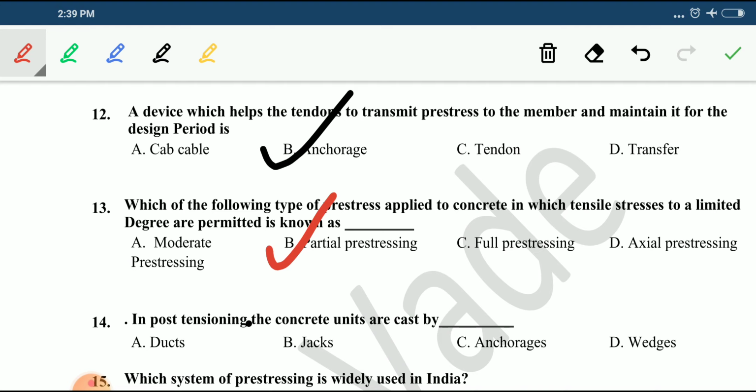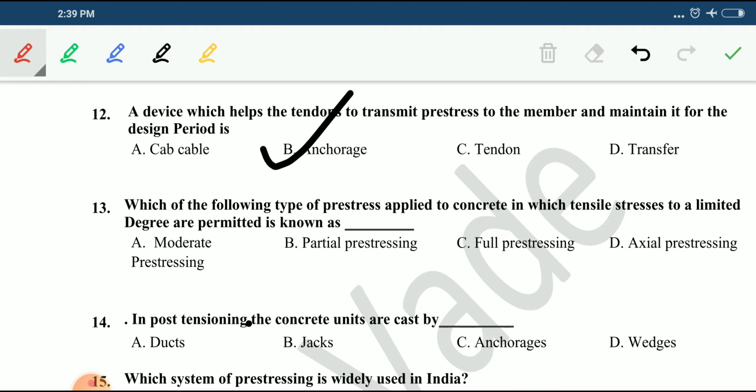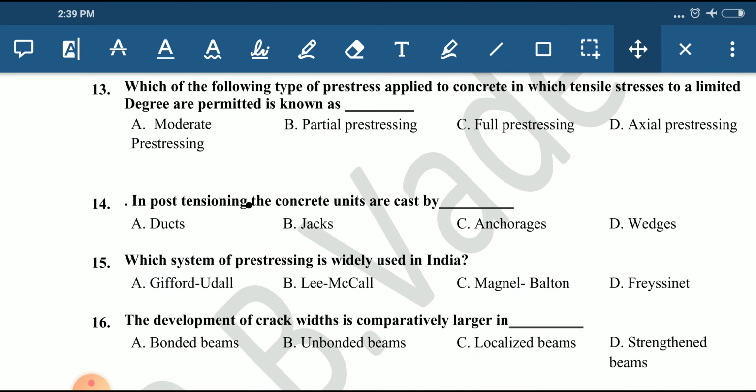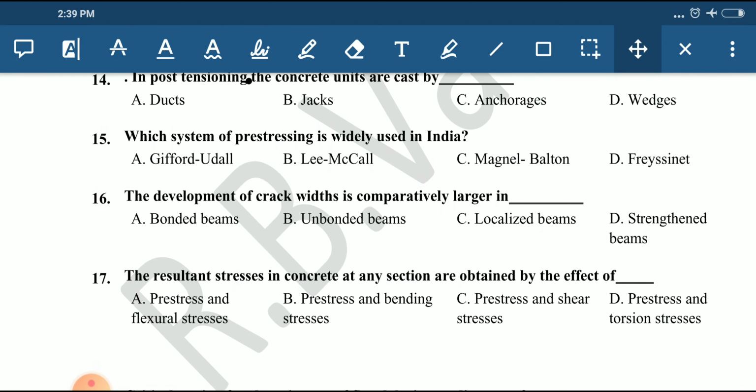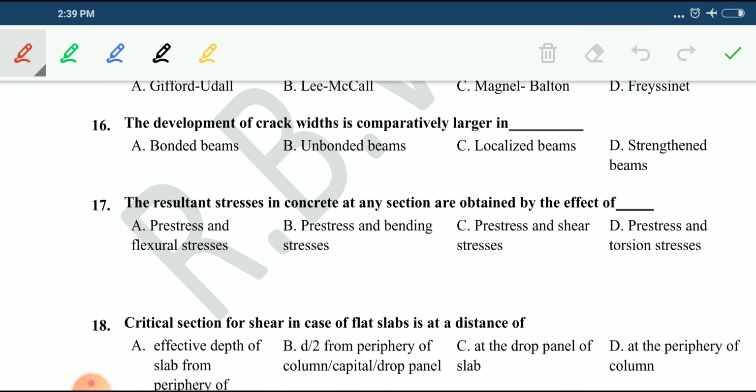Next. In post-tensioning, the concrete units are cast by, in post-tensioning what do they do? That is, it is cast with ducts. If you want to solve these objectives, the theory part is very important. You are not supposed to solve these objectives directly. If you know the theory part in depth, only then can you solve these objectives.